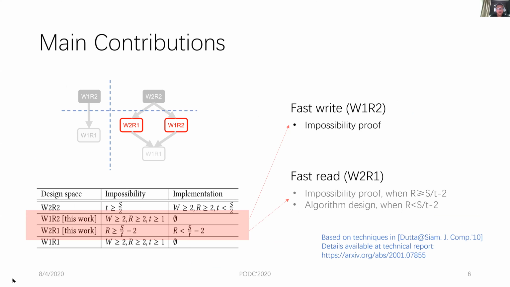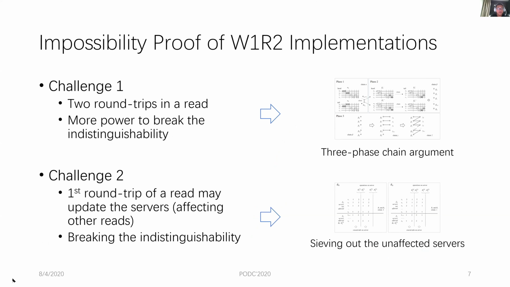And we solve the 2 remaining open problems in this work. Our main contribution presented in this talk is the impossibility proof for fast write implementation. To derive the impossibility proof for fast write implementations, we are faced with 2 critical challenges.